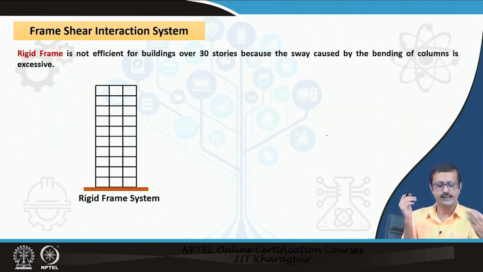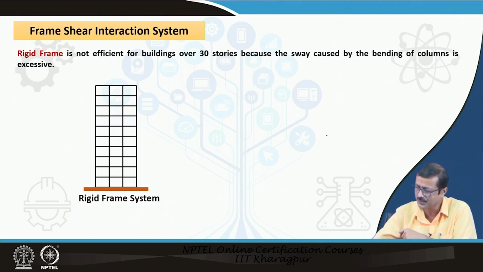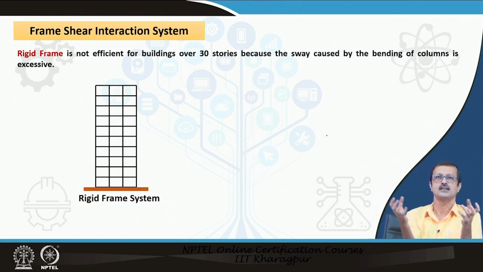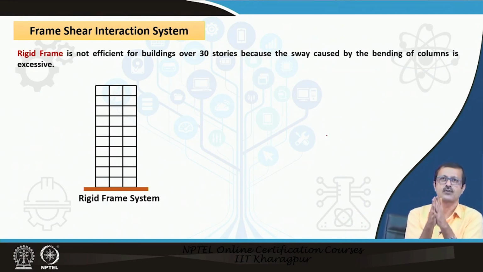So the next system is the frame-shear interaction system. As the name suggests, it is the merging or amalgamation of the last two systems we have discussed: the frame and the shear core. Now if you put both together, we will get some kind of advantages.